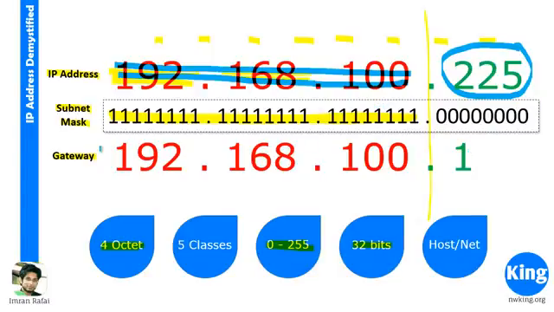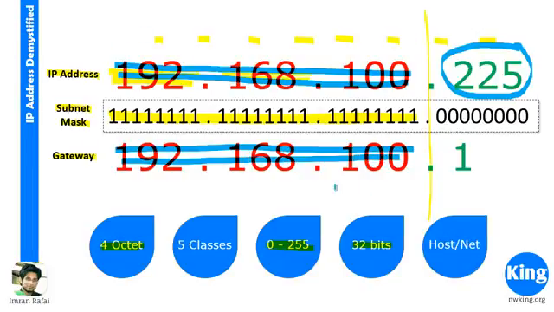So in this case, the gateway is 192.168.100.1. So always remember, the IP address and the gateway need to be in the same network. If this changes, then the network is not valid.